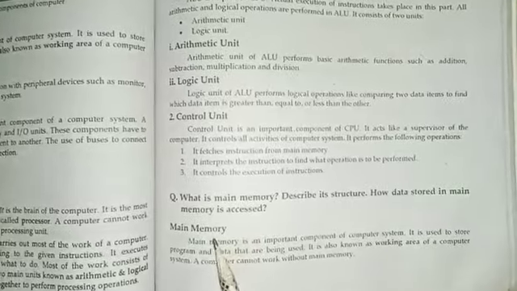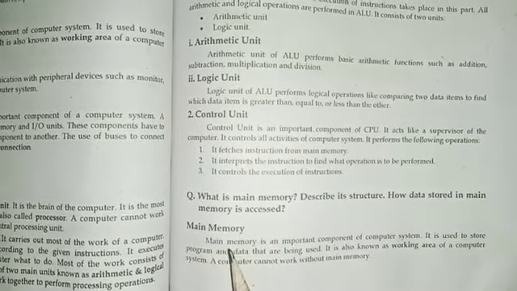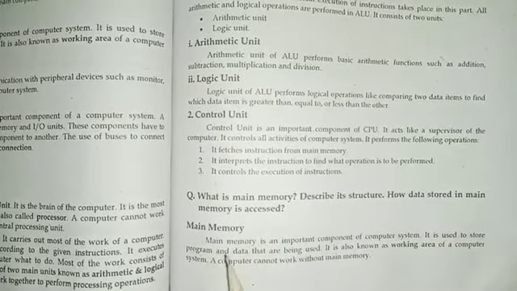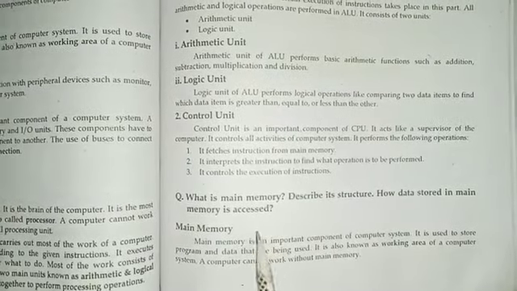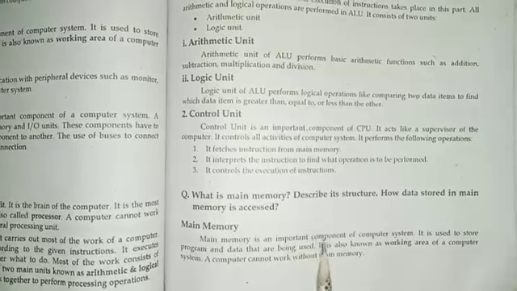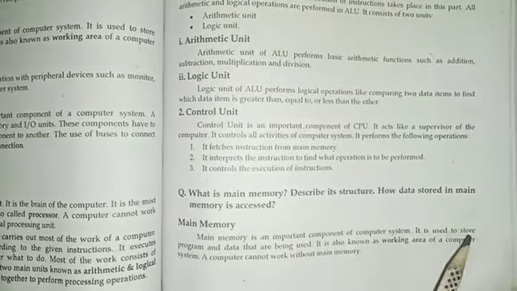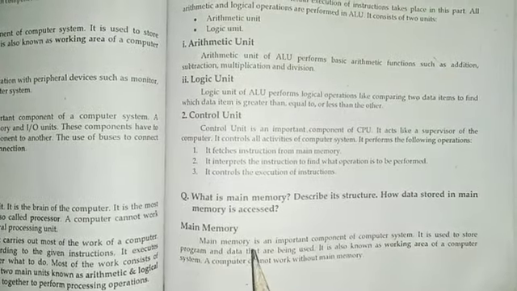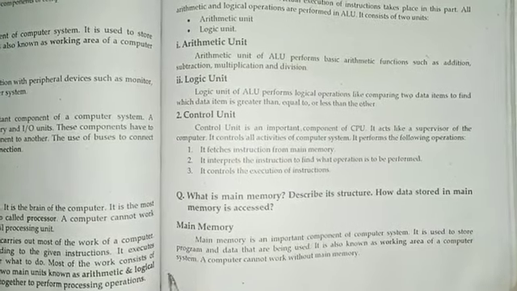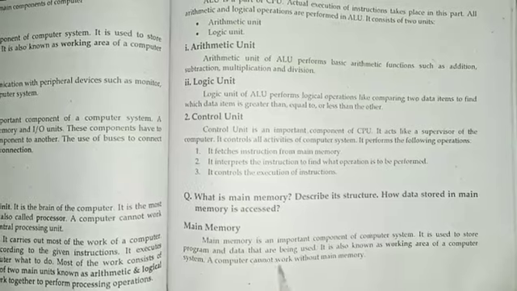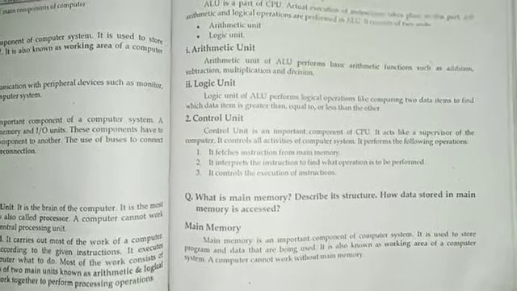Let's discuss the main memory. The main memory is also the memory of the computer, used for the storage of data, items, files, and other things. Main memory is an important component of a computer system. It is used to store the programs and data that are being used. It is also known as the working area of a computer system. A computer cannot work without main memory.